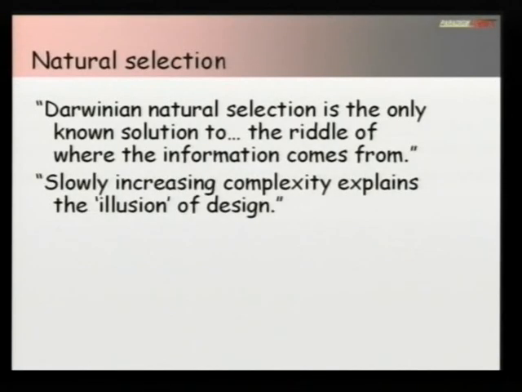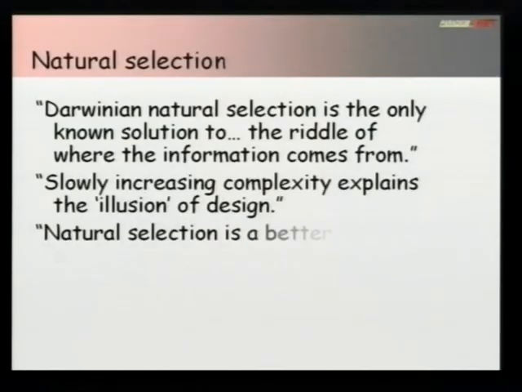He also says that slowly increasing complexity explains the illusion of design. Biologists often talk about design, they do it all the time, and they often get misunderstood, because some people think that if they're talking about design, there must be a designer. Well, when I talk about design, I do mean there must be a designer. But Professor Dawkins suggests that slowly increasing complexity actually explains this illusion of design. And he claims, in fact, that natural selection is a better alternative than the God alternative. So let's look at natural selection.